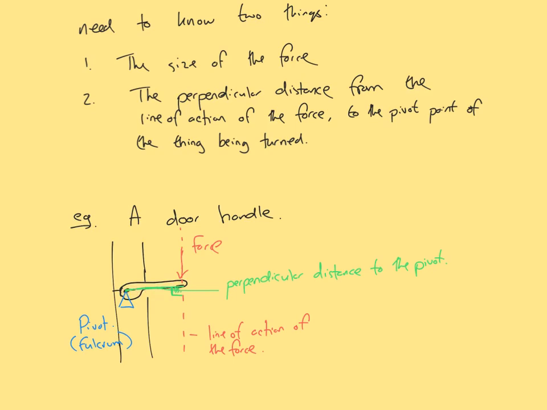In most situations you will have to deal with, the perpendicular distance to the pivot will be along the thing you're actually dealing with. If it's a seesaw, for example, it'll be along the beam of the seesaw. If it's a spanner, it'll be along the handle of the spanner. We will look at what happens when it's not quite like that, but we can sort that out in a moment.